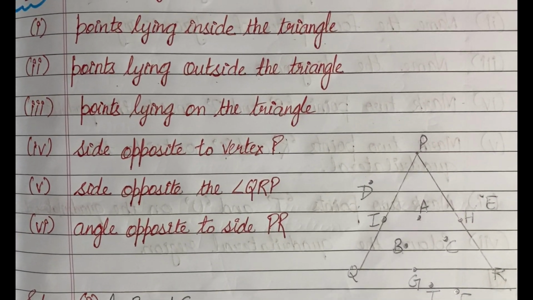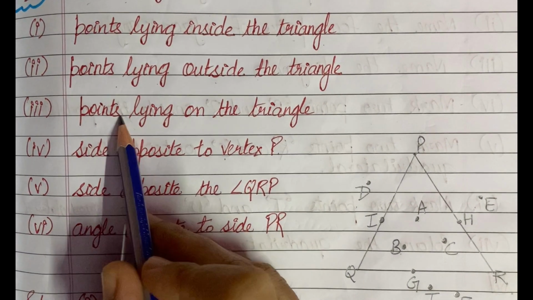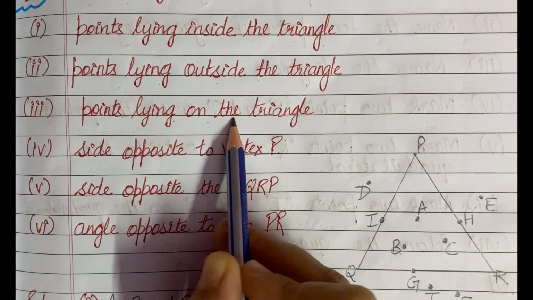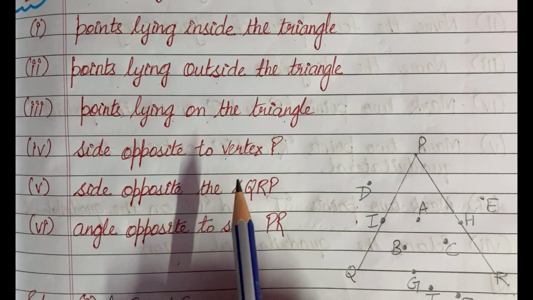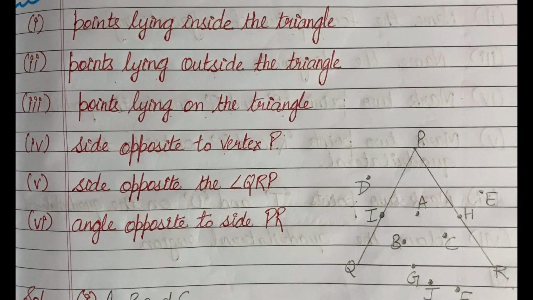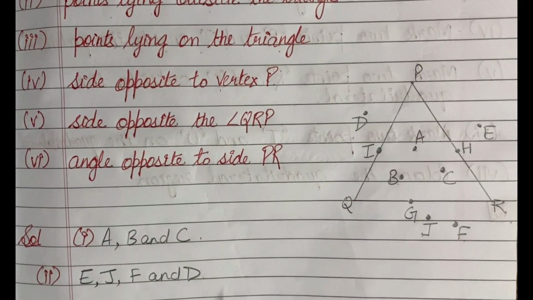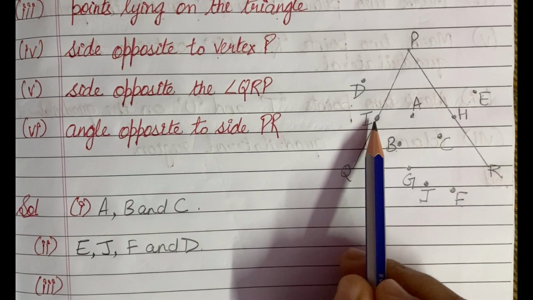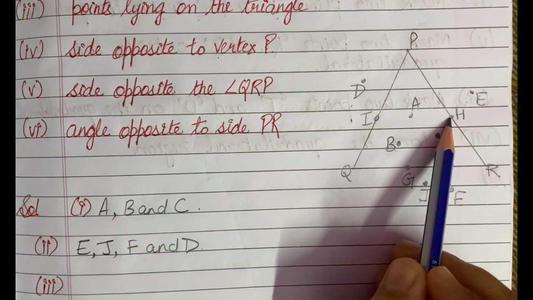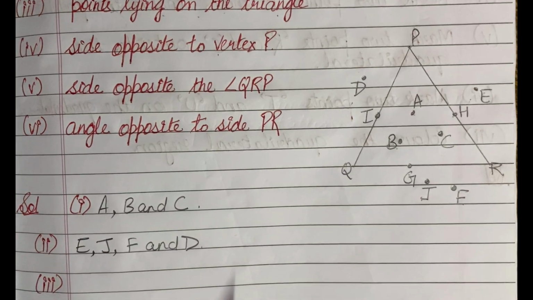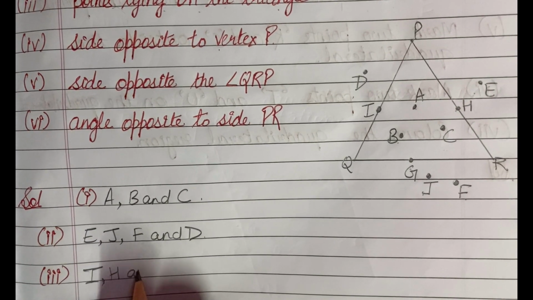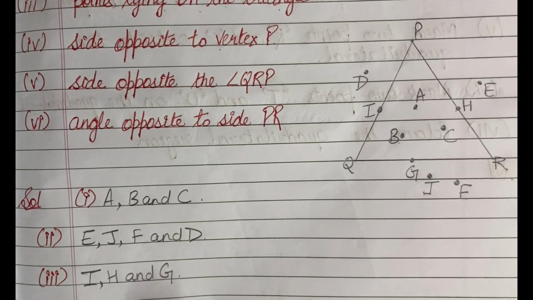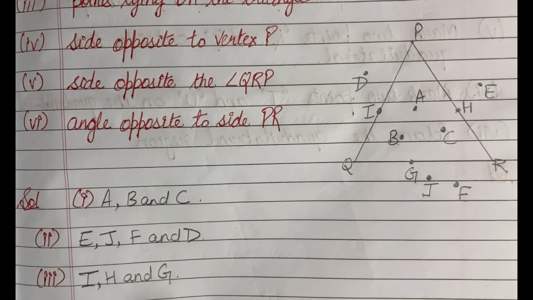Now the third part says points lying on the triangle. That means the points which are on the triangle. And here the points lying on the triangle are I, H, G. So here we will write I, H and G. Hopefully it is clear to you.